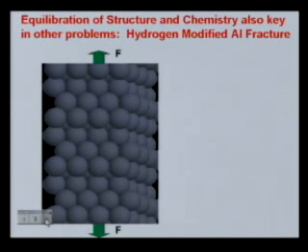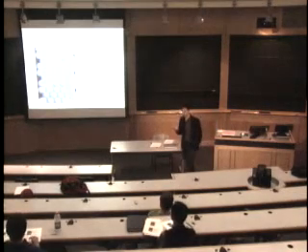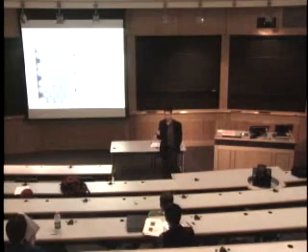Let me show you one more quickly before I continue the theory. The reason I want to show it is because it's a little different. This is a structural problem from hydrogen-modified aluminum fracture. The problem there is that impurity embrittlement in metals is a big issue. There are a lot of metals whose ductile behavior becomes very poor when impurities are present.